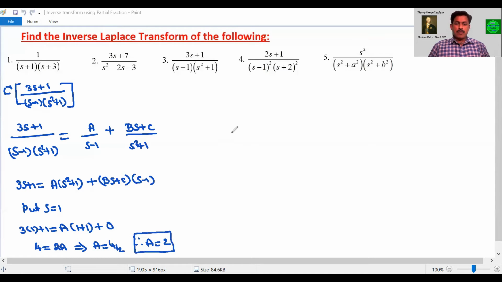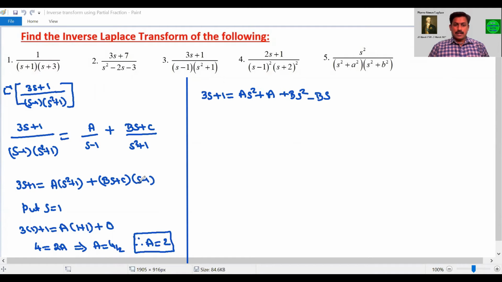We found A value. Now we are going to find B value as well as C value. All the time the substitution is not possible to find the A, B, C values, so for that, we have to compare the coefficients. Using that concept, to apply the comparison, first I'm going to simplify the terms as 3s plus 1 equal to A into (s square plus 1), A into s square is As square, A into 1 is A, and here plus Bs into s is Bs square, and then Bs into minus 1 is minus Bs, and s into C is Cs, and minus 1 into C is minus C.